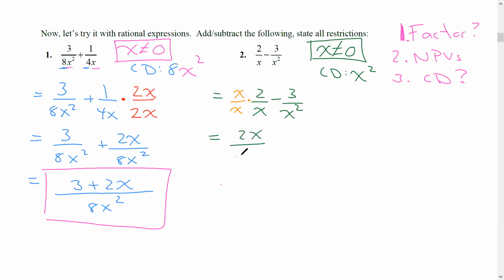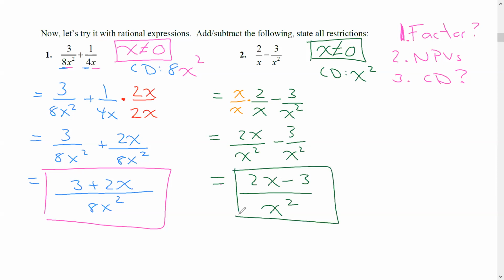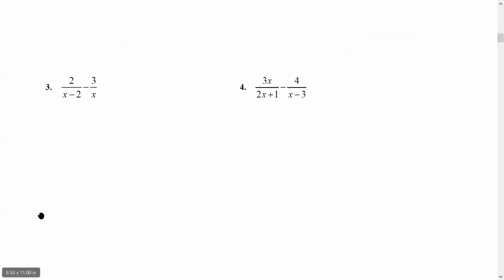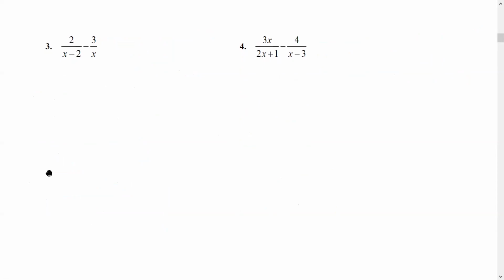I'm going to then simplify, write it over my common denominator, and say to myself, can I factor the numerator? Nope. Done. That's it. Okay, so maybe you're saying, hey, that's not so bad. He said earlier that this was going to be the worst lesson, or I should say the most difficult lesson in 30-2. What's he talking about? Well, let's start getting a little bit more complicated.